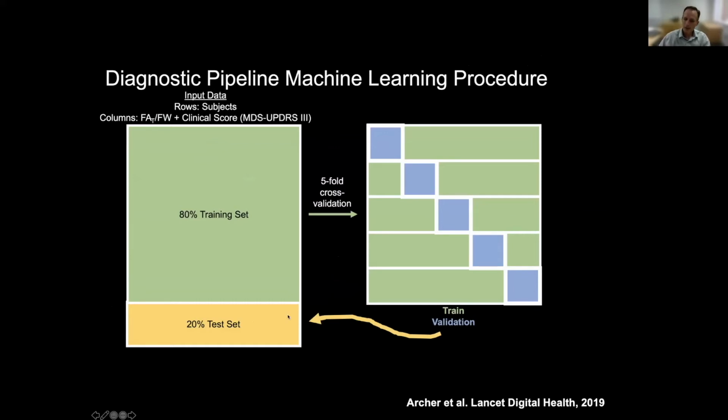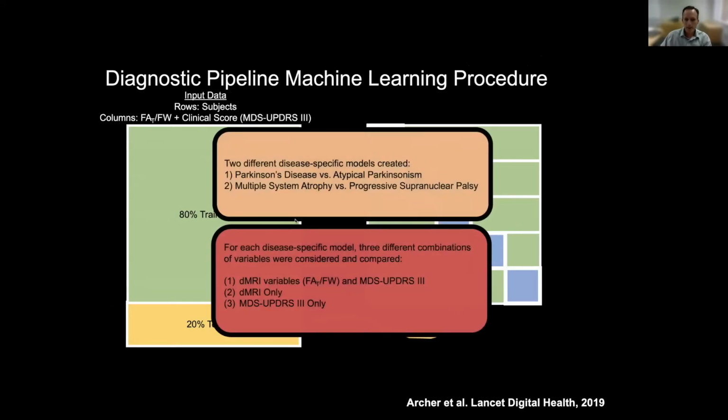And so what I'm going to show you is the outcome of that specific analysis. We ran a few different models. We asked the question of a model for Parkinson's disease versus atypical Parkinsonism. So basically Parkinson's disease versus a diagnosis of MSA or PSP, which is a difficult diagnosis to make for a physician. And then we made the comparison of MSA versus PSP. Finally, we looked at different combinations of diffusion imaging plus a clinical rating scale, diffusion imaging alone, or the clinical rating scale alone. And we compared these different models.